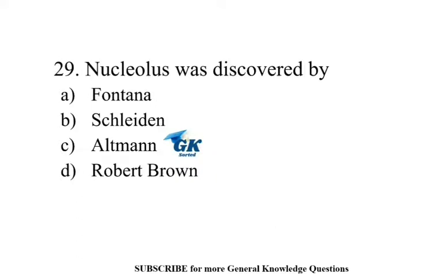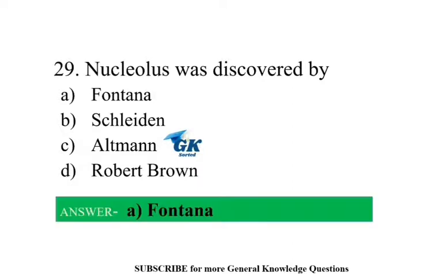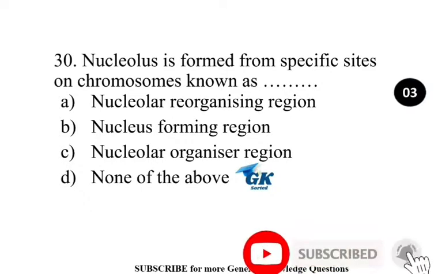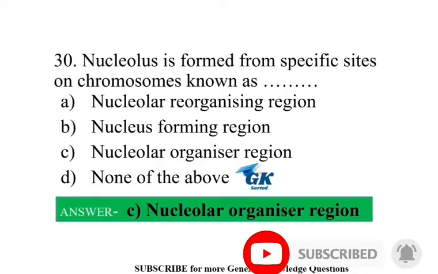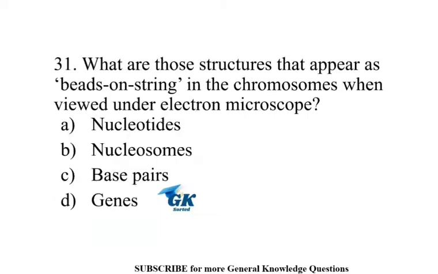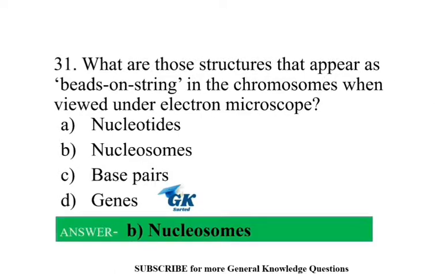Nucleolus was discovered by Fontana. Nucleolus is formed from specific sites on chromosomes known as nucleolar organizer region. What are those structures that appear as bead on strings in the chromosomes when viewed under electron microscope? Nucleosomes.